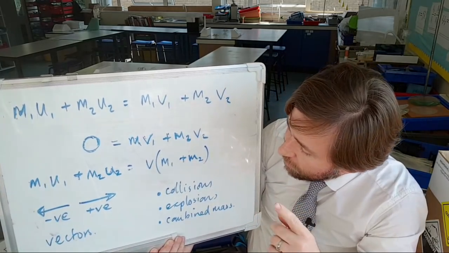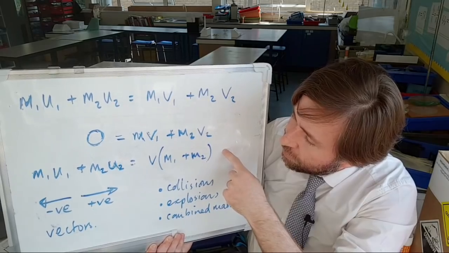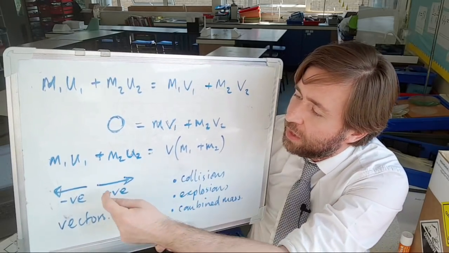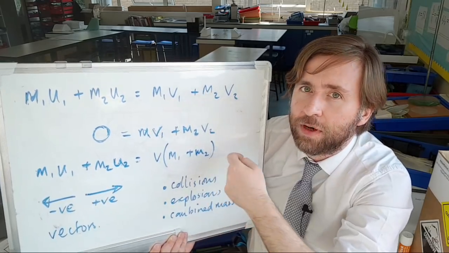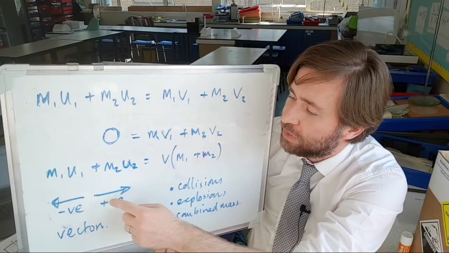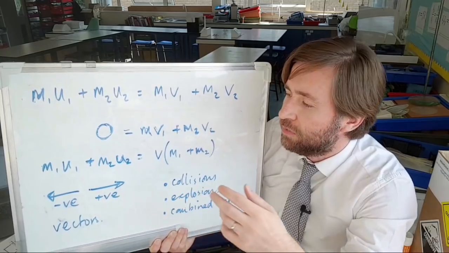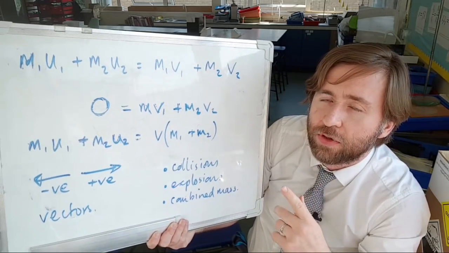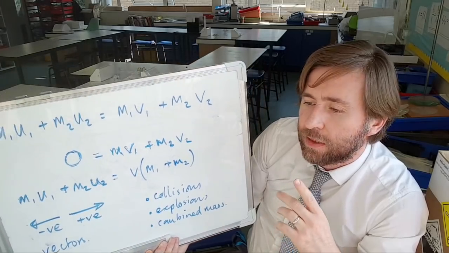Now, I'll just say as well, on that last one, the combined mass one, don't forget your positives and negatives. Velocity is a vector. I would normally treat left to right, as you write along the page, as the positive direction, and right to left as the negative direction. Don't forget, velocity is a vector. Okay, I hope that makes sense.